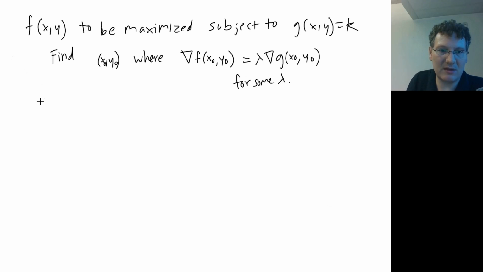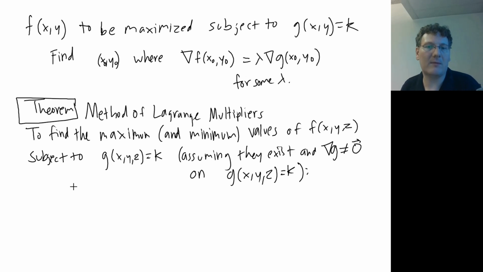Here it is written a little bit more formally. Okay, so this is what we do. This is the method of Lagrange multipliers for a function of 3 variables. For a function of 2 variables, it's the same thing except you just don't have a z. If you want to find the maximum or minimum values of f of x, y, z, subject to g of x, y, z equals k, as long as these exist and as long as the gradient of g isn't the 0 vector everywhere.